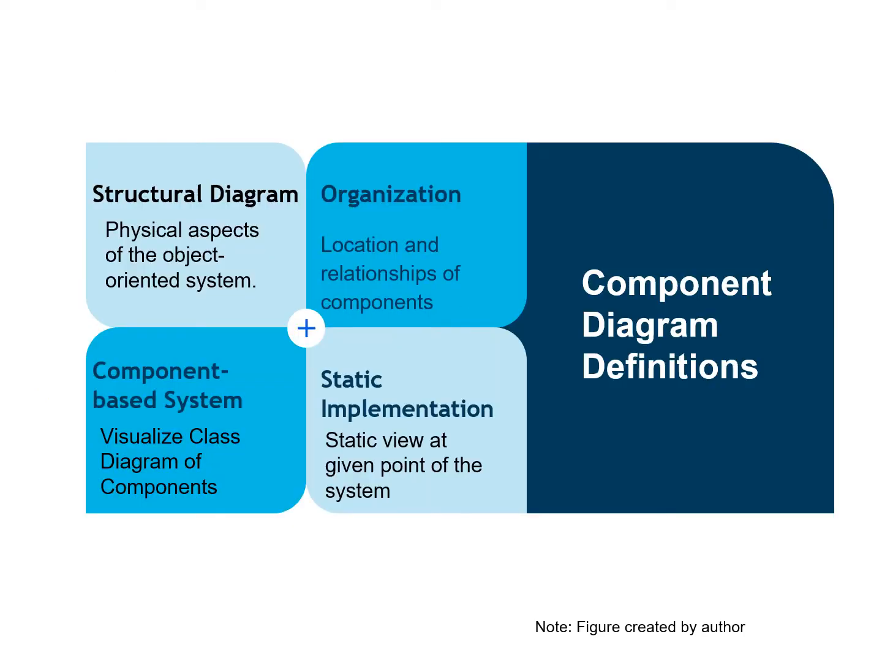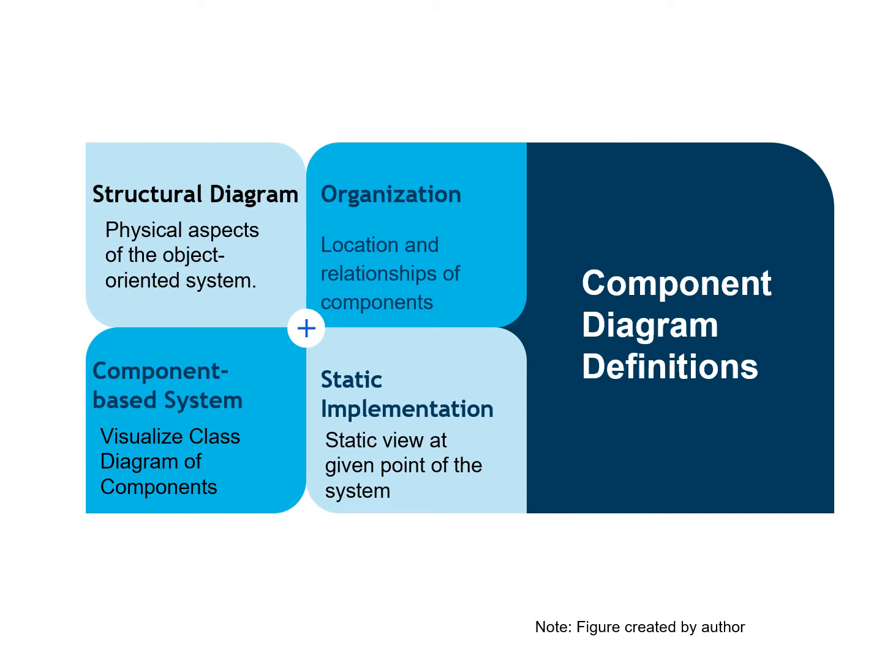Now let's talk about different definitions of component diagram. In general, it is used to represent different components and their relationships visually. It's actually a structural UML diagram which shows the physical aspects of the object-oriented system. By physical aspects, I mean the organization of different components, including their locations in the system and relationships with other components. We can also call component diagram a type of class diagram, which visualizes components in the system.